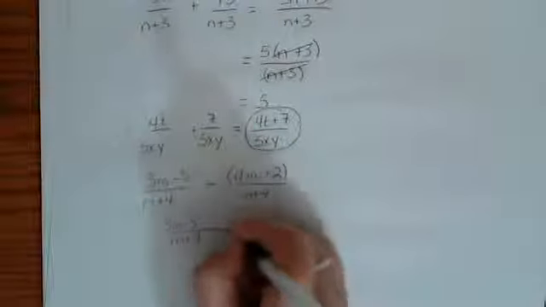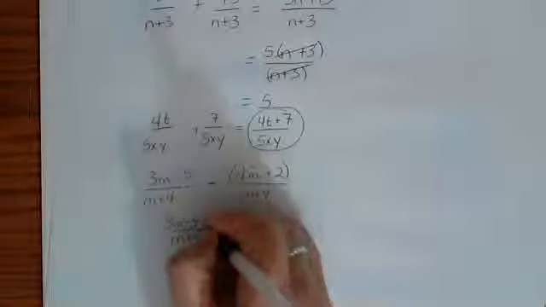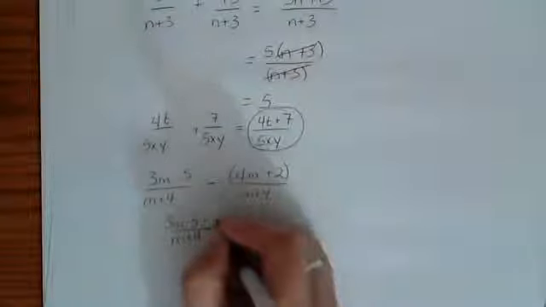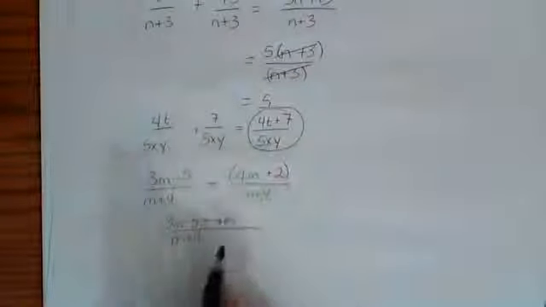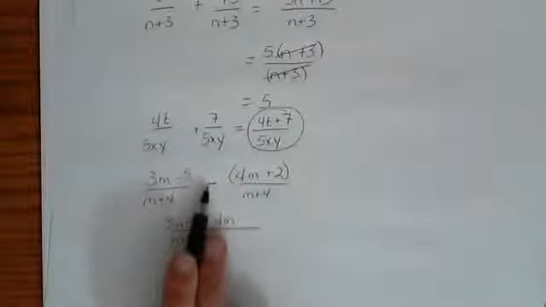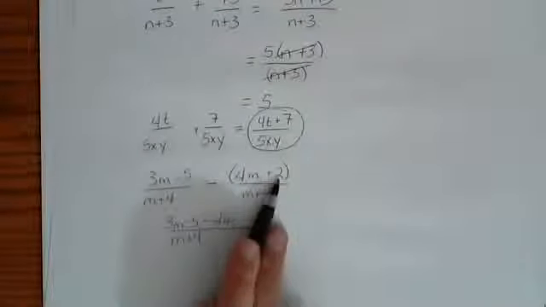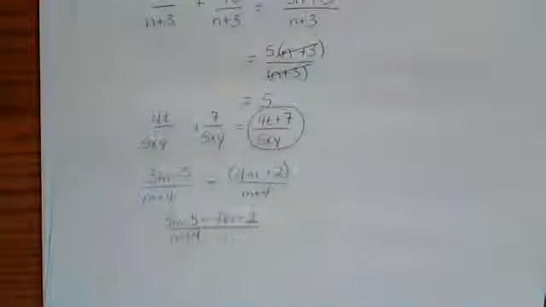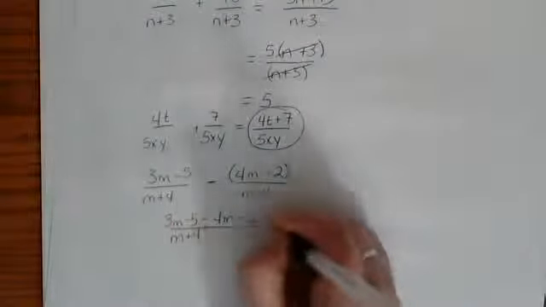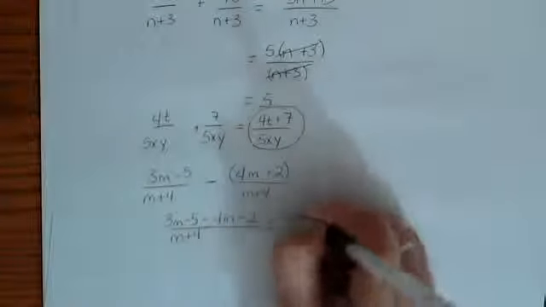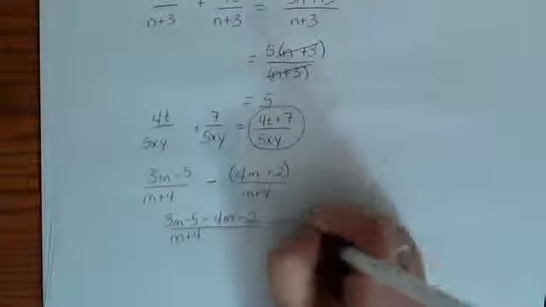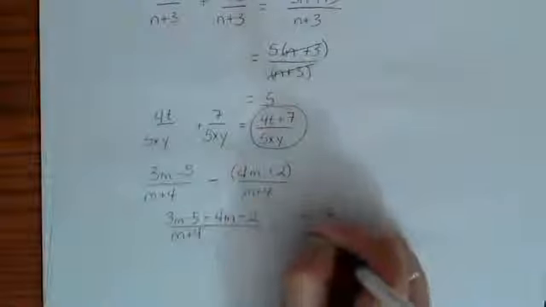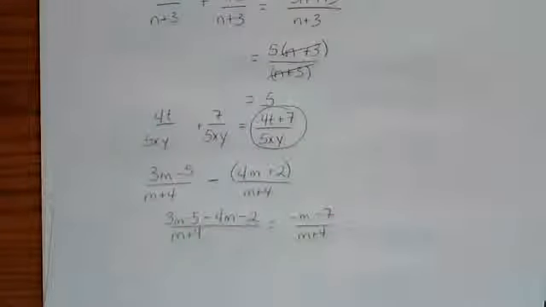there. Let's make this fraction bar a little longer. And then I'm going to say minus 4m here, minus 4m. And the tricky part, it's also a minus 2, right? We'd have to change this sign. So it's going to be a minus 2. And then we get negative m minus 7 divided by m plus 4, right? And that would be as simplified as this one gets.